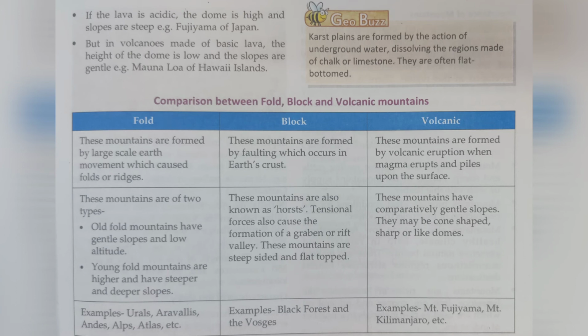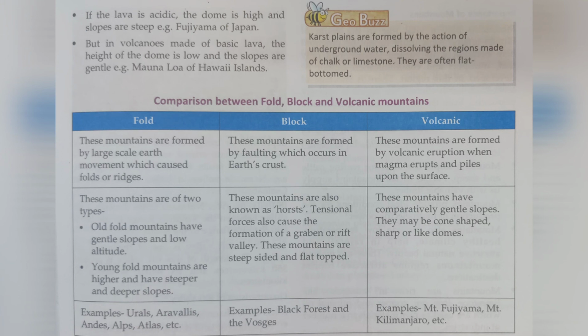What about fold mountain characteristics? These mountains are of two types. The old fold mountains have gentle slopes and low altitude. Young fold mountains are higher and have steeper and deeper slopes. Now, block mountains. These mountains are also known as horsts. Tensional forces also cause the formation of a graben or rift valley. These mountains are steep sided and flat topped. Now, volcanic mountains have comparatively gentle slopes.